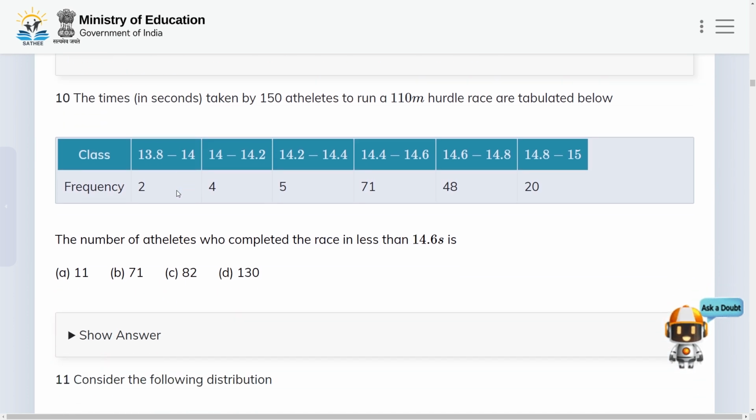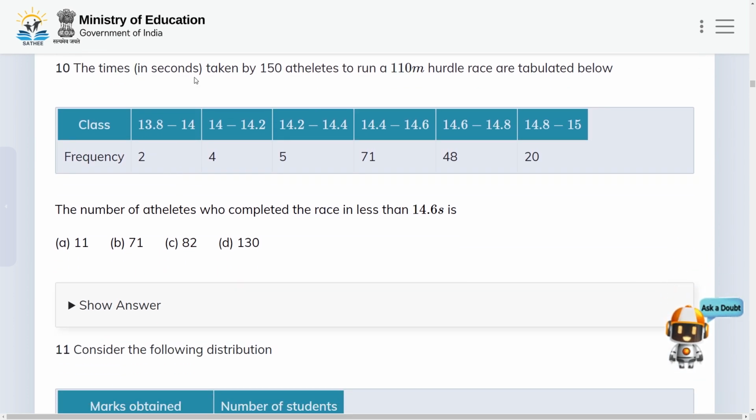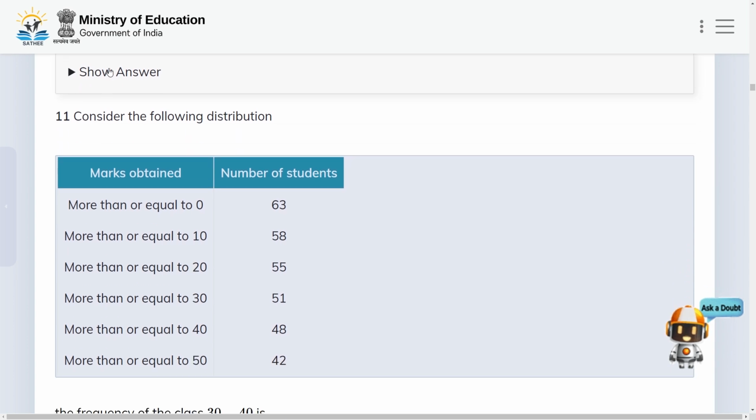In the next problem, the times in seconds taken by 150 athletes to run a 110 meter hurdle race are tabulated below. Given the information in this table, we need to find the number of athletes who completed the race in less than 14.6. So let us see the answer.